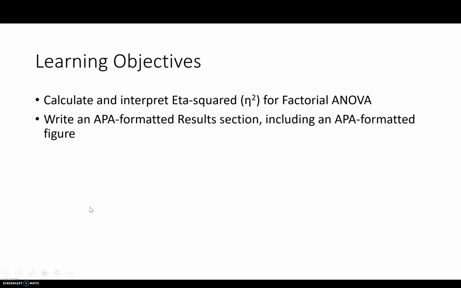Okay, here's a brief recording of the final installment of the lectures on Factorial ANOVA. These are the learning objectives.